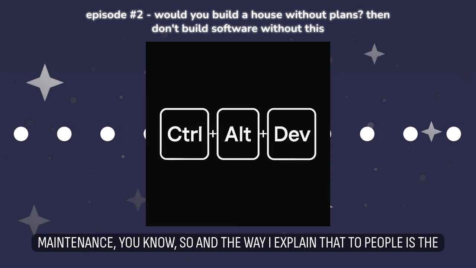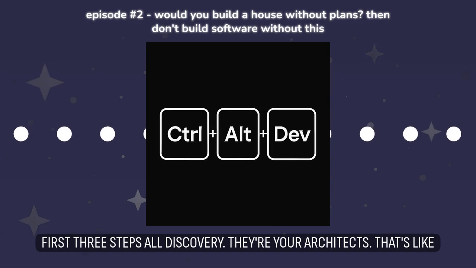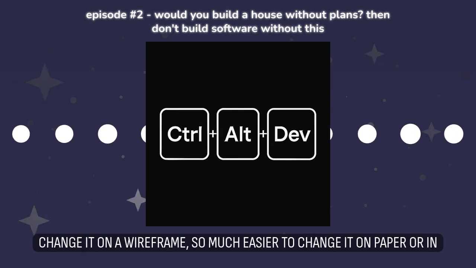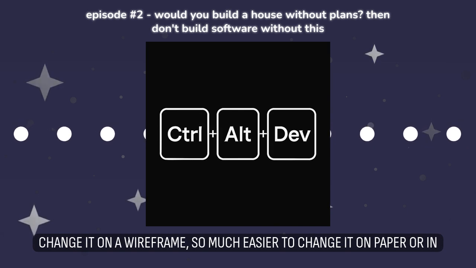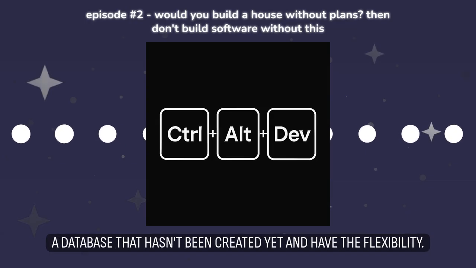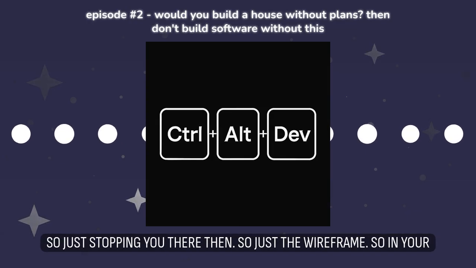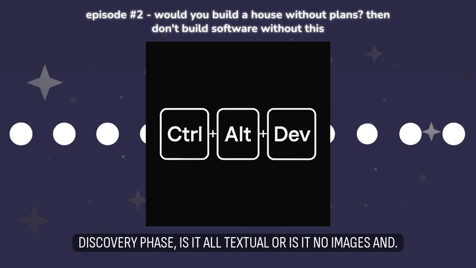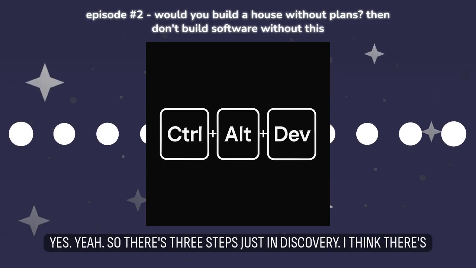The way I explain it to people is, the first 3 steps are all discovery. They're your architects. That's your engineering planning, where it's so much easier to change things on a wireframe, on paper, or in a database that hasn't been created yet, and have the flexibility. So just stopping you there, in your discovery phase, is it all textual, or is it images?